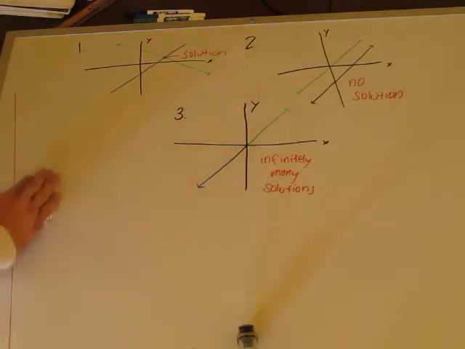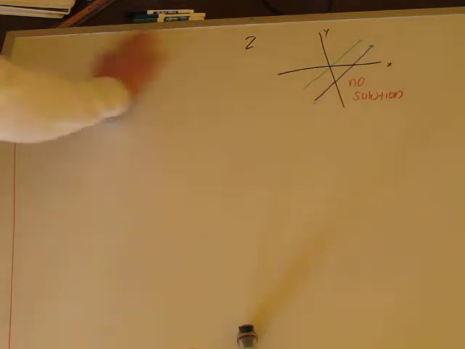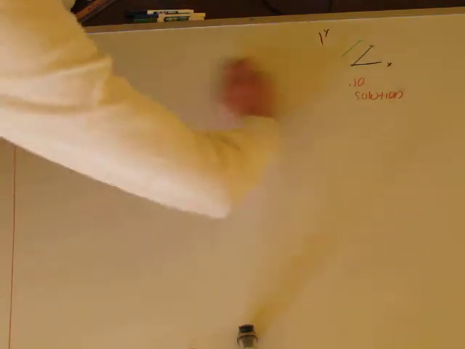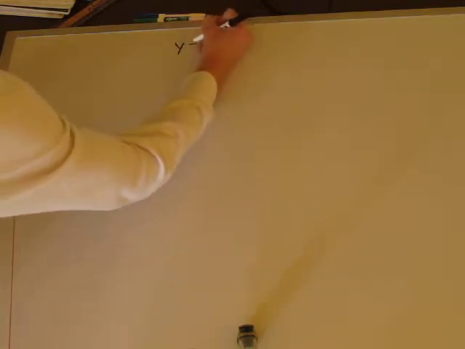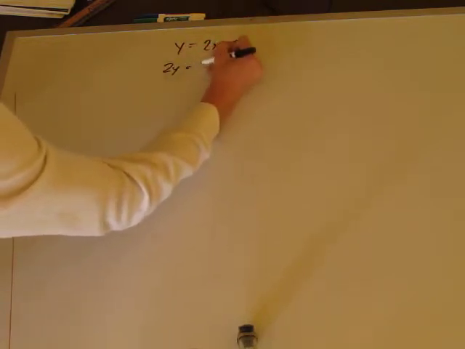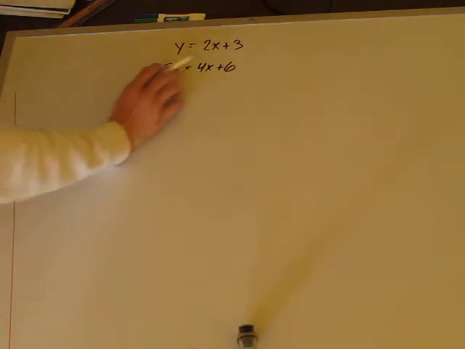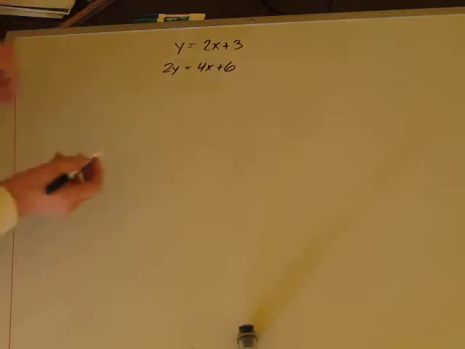We're going to be working with two linear equations and looking for their solutions. And I'm going to show you how you can tell if there's no solution, if there's one solution, or if there's infinitely many solutions. So for that last one, I'm just going to give you an example for when you have two equations that are exactly the same. So let's say you had y equals 2x plus 3, and then you had 2y equals 4x plus 6. You can't really tell right now, but these two equations are exactly the same.